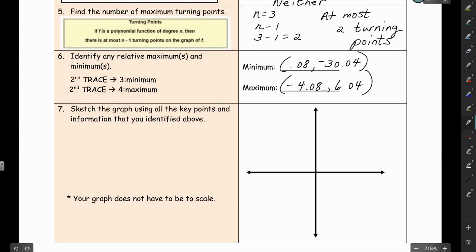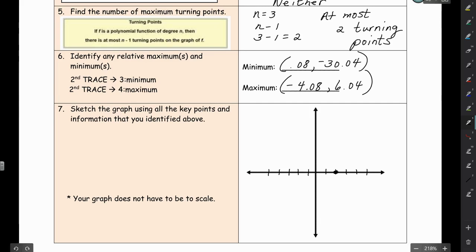Okay, wonderful. Now we have everything we need to sketch a beautiful graph. So it says sketch the graph using all the key points and information you identified above. Now this graph does not have to be to scale, so don't stress yourself out at all. So let's plot our x-intercepts.